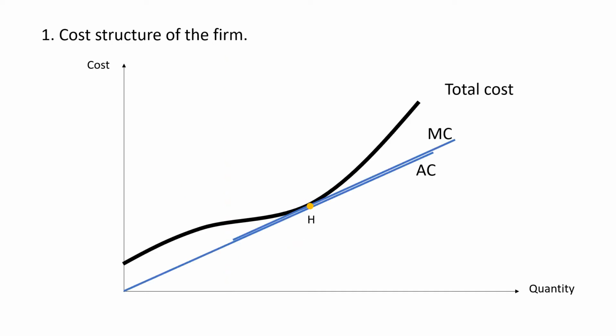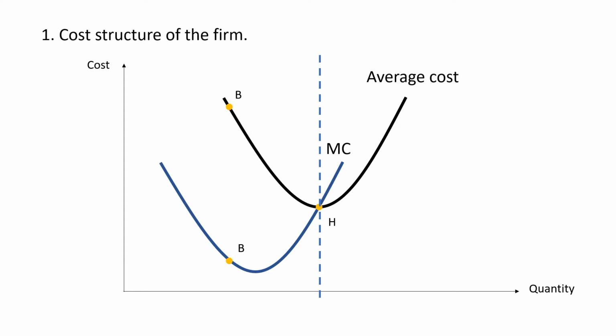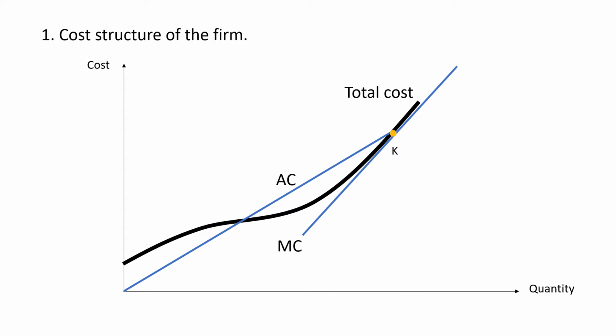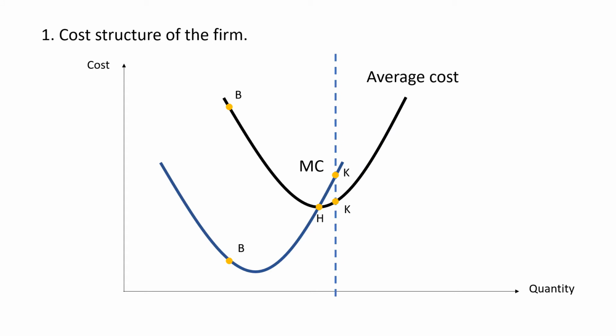Here we are at point H, and you see that the slopes of the straight lines representing both AC and MC are equal. Therefore, they are equal, and you see that they are equal at the bottom of AC. And at another point, K, you see that now the slope of the straight line representing AC is smaller than the slope of the straight line representing the MC. Therefore, at point K, MC is above AC.